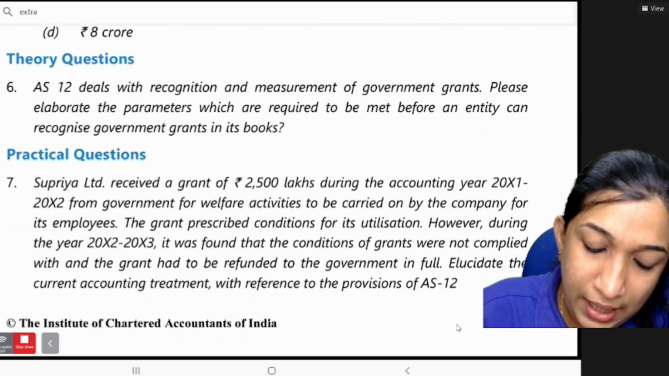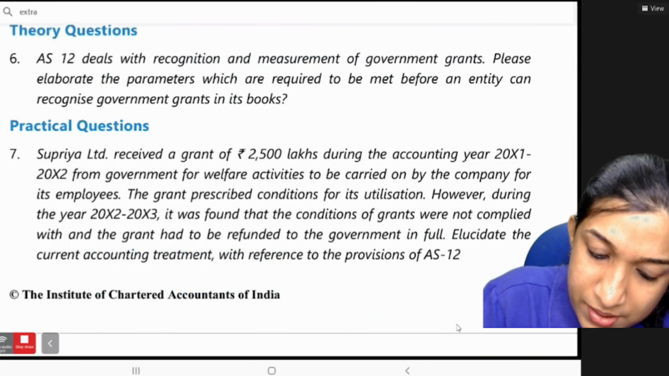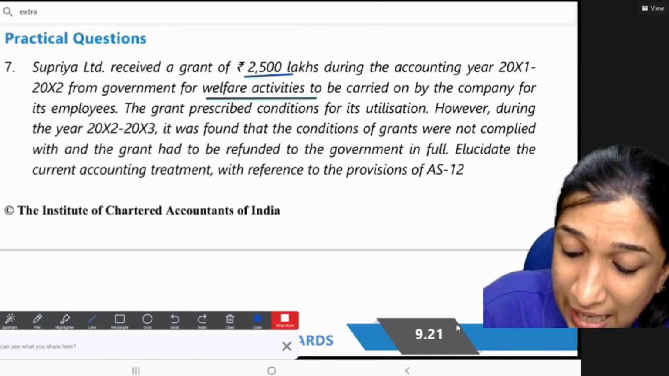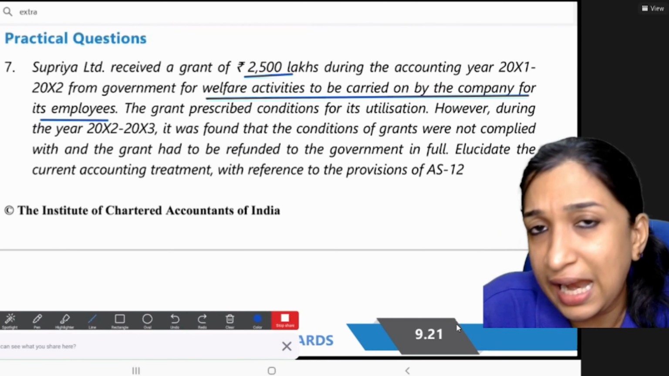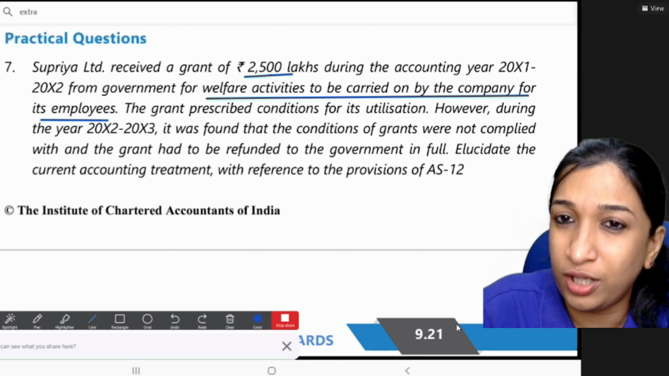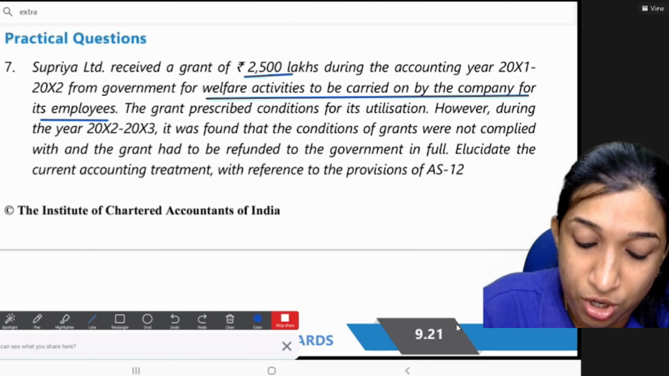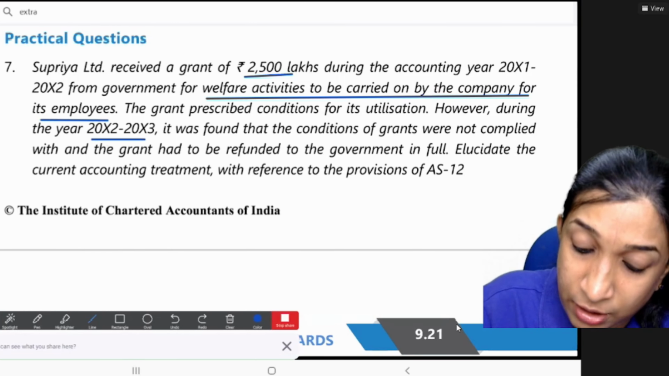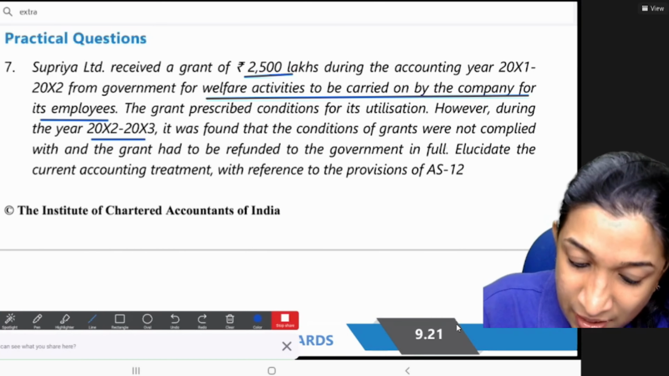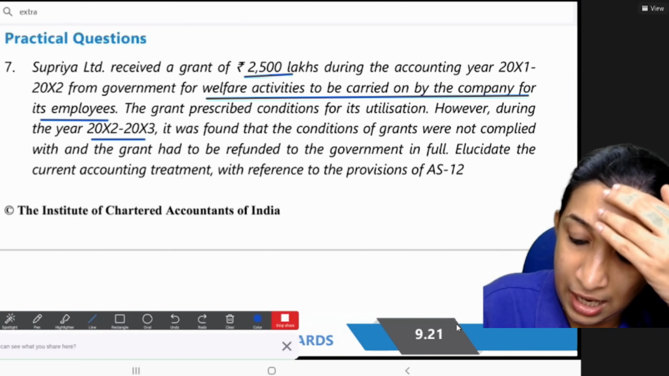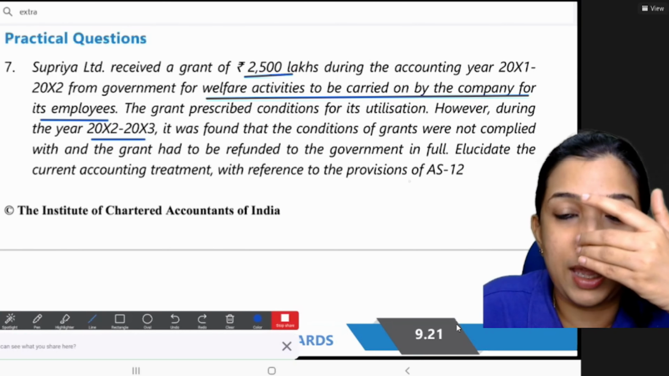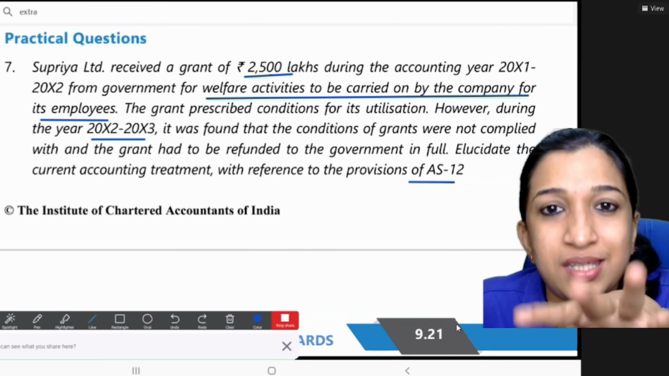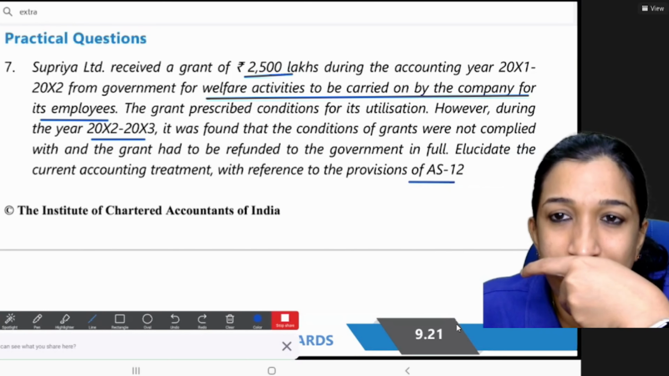Supriya Limited received a grant of 2,500 lakhs during the accounting year for welfare activities to be carried on by the company for its employees. So not a grant related to an asset, not a grant related to promoters' contribution. The grant prescribed conditions for utilization. However, during 2012-13, it was found that the conditions of the grant were not complied with and the grant had to be refunded. Elucidate the correct accounting treatment with reference to AS 12. A grant related to revenue is refundable in the next year itself. So, what is the treatment?